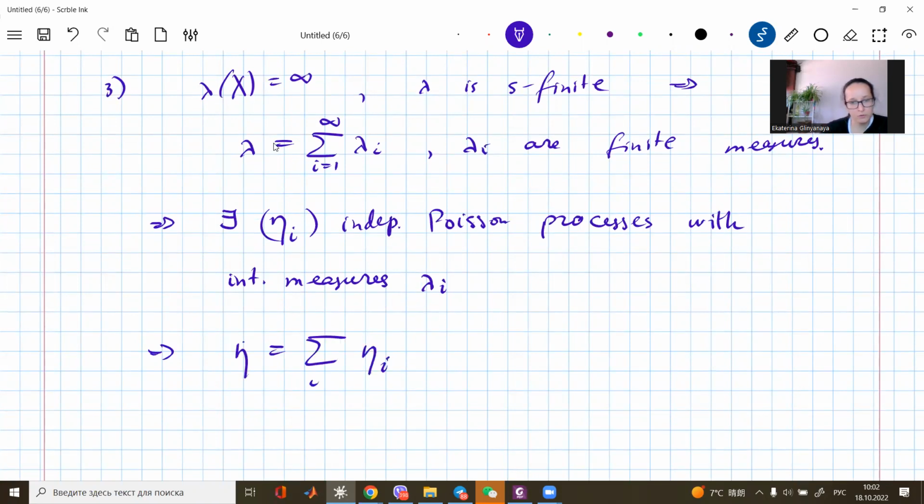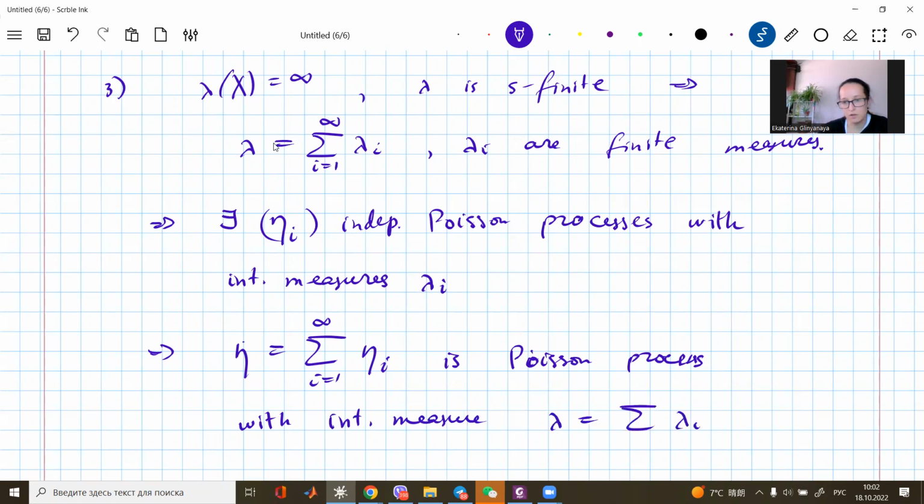And the last step, using that the sum of independent Poisson processes is again a Poisson process, we define this Poisson process as the sum of these independent processes. By the previous statement, this is a Poisson process with intensity measure lambda, which is equal to the sum of the lambda_i's. And this is the end of the proof.